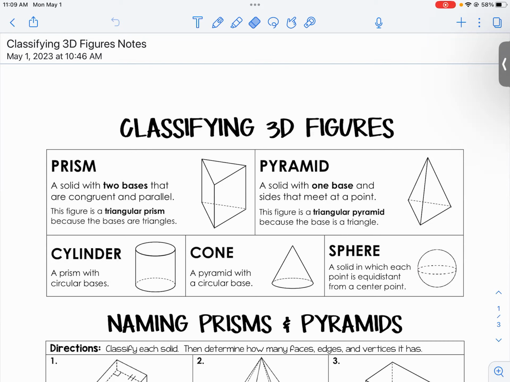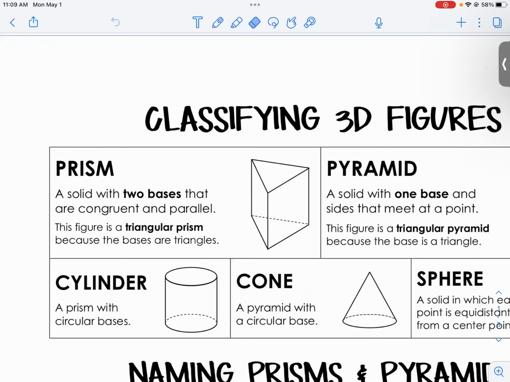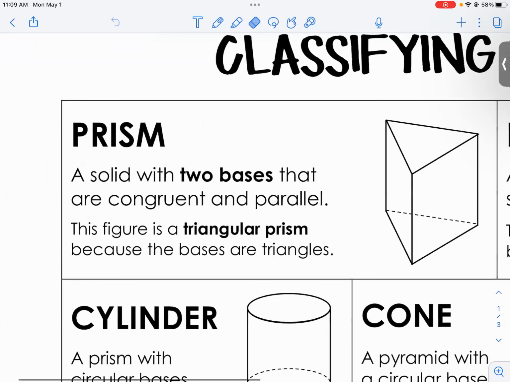Excuse me. Okay, so a lot of you were able to figure out what a prism looked like, but I want you to understand what it really is. A prism has two bases that are parallel. So this right here is a triangular prism. The triangles are congruent and parallel. And then we have rectangles for the other sides.